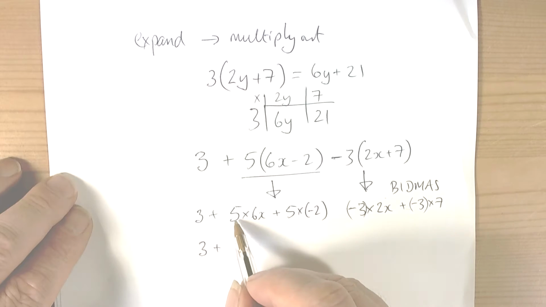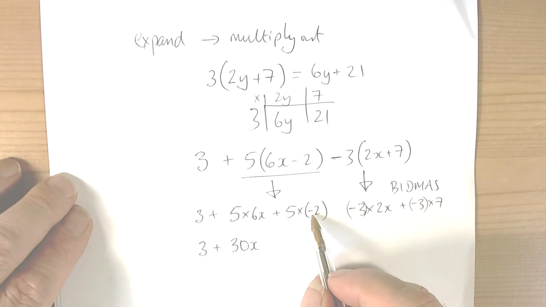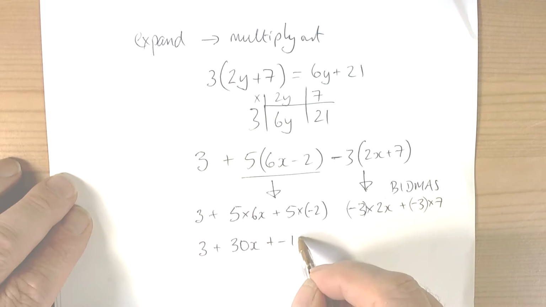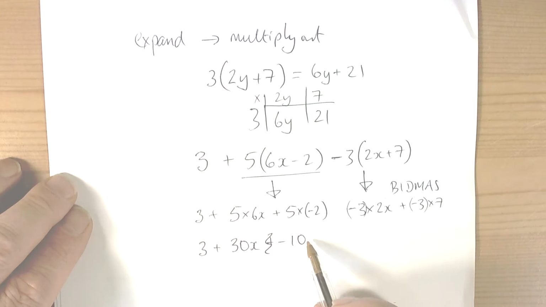So we've got 5 times 6x, which is 30x. We've got 5 lots of negative 2, which is negative 10. And so we've got add negative 10. But when we add a negative, we get smaller. So we're basically going to say take away 10.